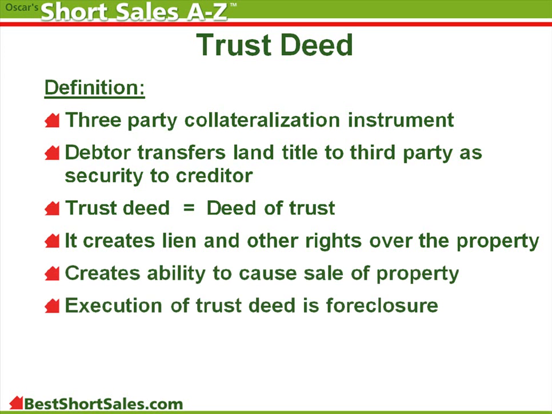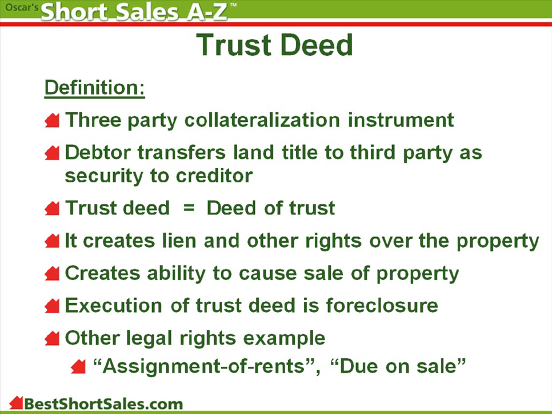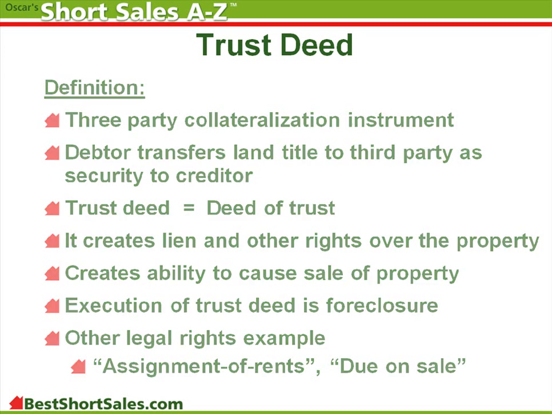Causing the sale of a property is known as execution of trust deed. Execution of trust deed is foreclosure. An example of other legal rights is the assignment of rents. This clause, which is included in most trust deeds, allows the lender, in case of default, to collect rents from tenants. Another good example is due on sale. This clause allows the creditor to demand full payment as soon as the property is sold.